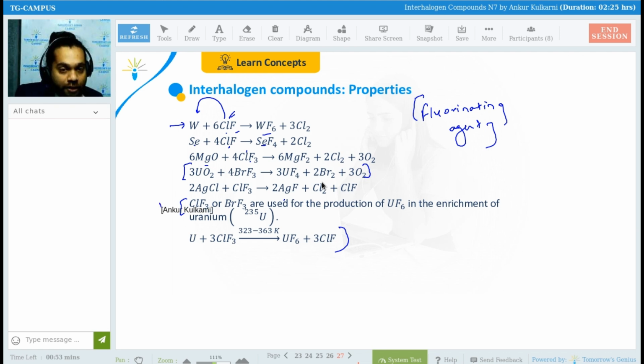And this is important. Your ClF3 and BrF3 are used for the production of UF6. Come on, write down at least this last reaction. Uranium reacting with ClF3 to give you UF6. Come on, write it down.